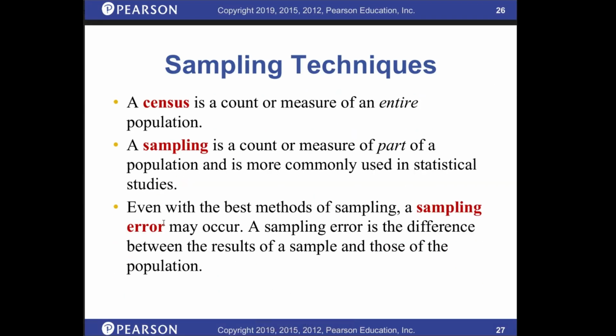And then sampling techniques. A census is a count or measure of an entire population. A sampling is a count or measure of part of a population and is more commonly used in statistical studies. Even with the best methods of sampling, a sampling error may occur. A sampling error is the difference between the results of a sample and those of the population.